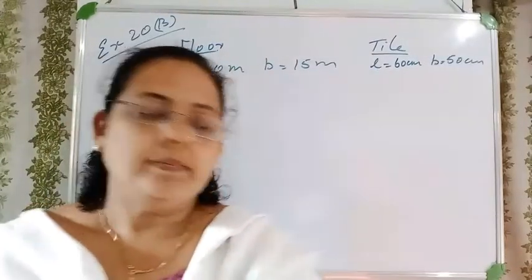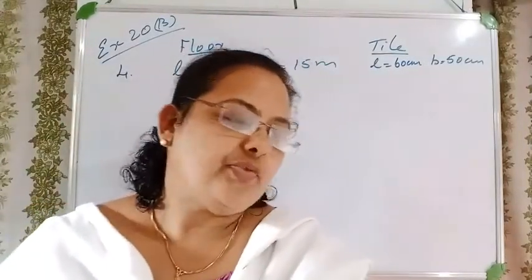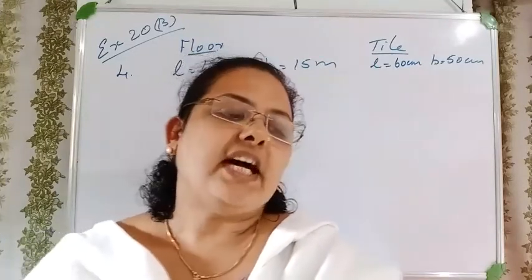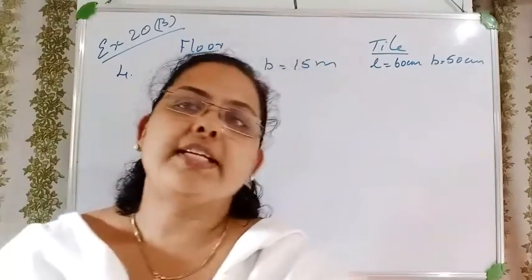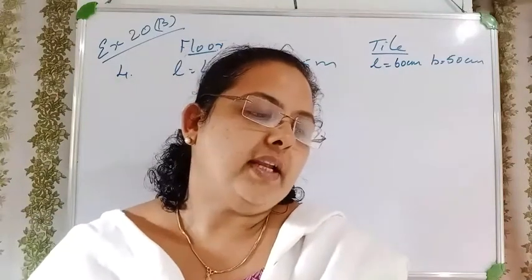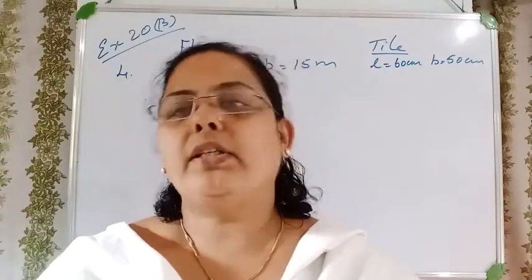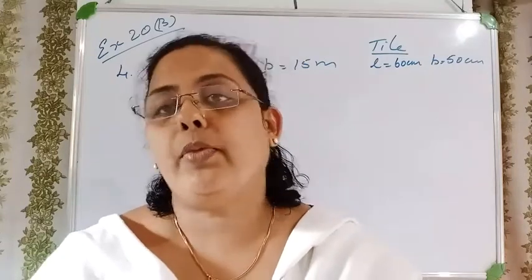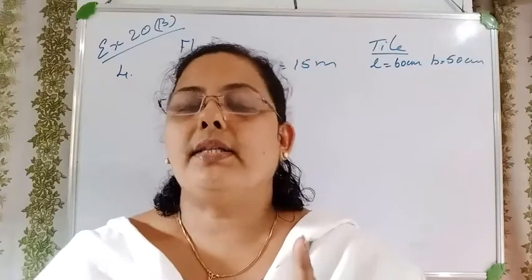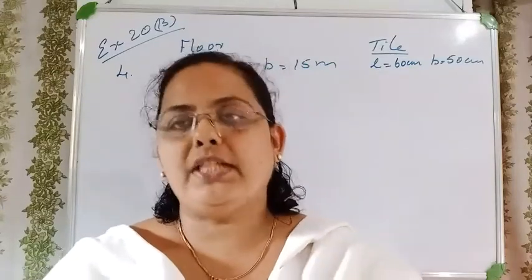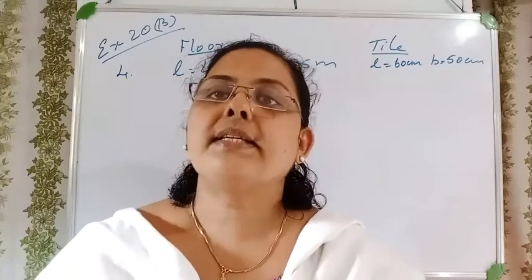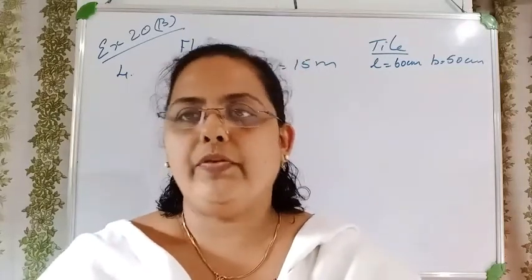Fourth question. A floor is 40 meters long and 15 meters broad. It is covered with tiles each measuring 60 centimeters by 50 centimeters. Find the number of tiles required to cover the floor. So we have to find the number of tiles required to cover the floor. Here the length and breadth of the floor of the room are given, and the tile's length and breadth are also given.